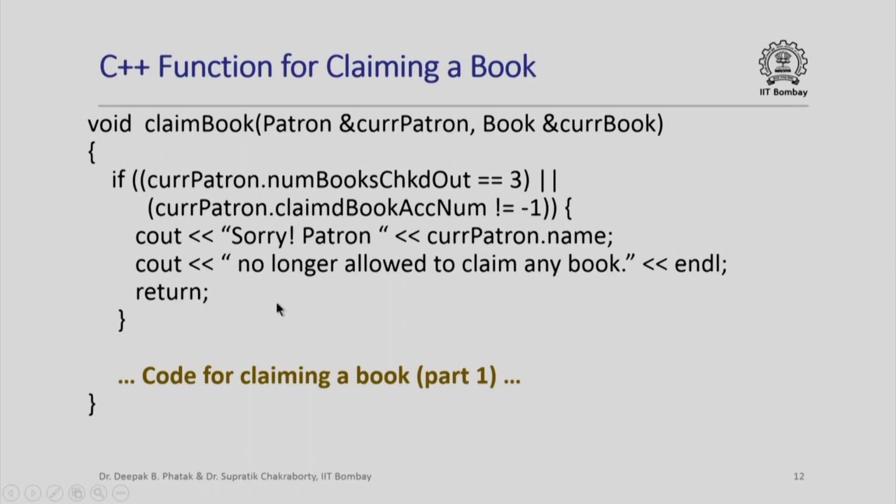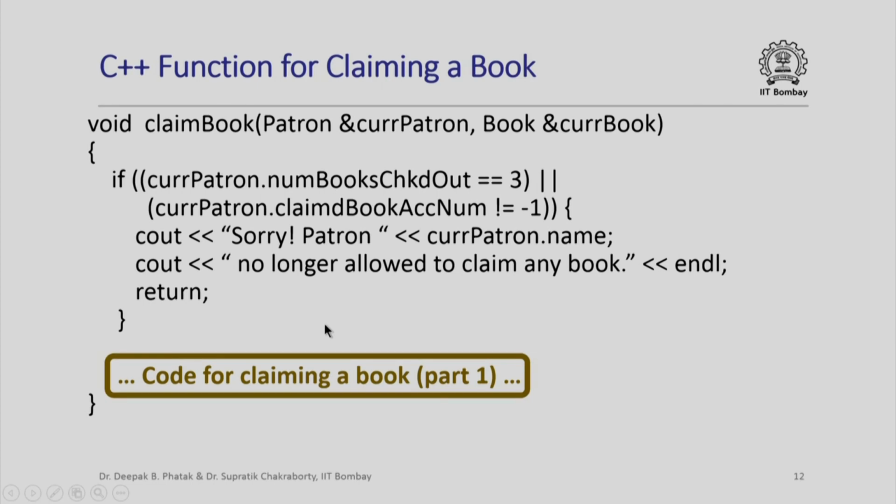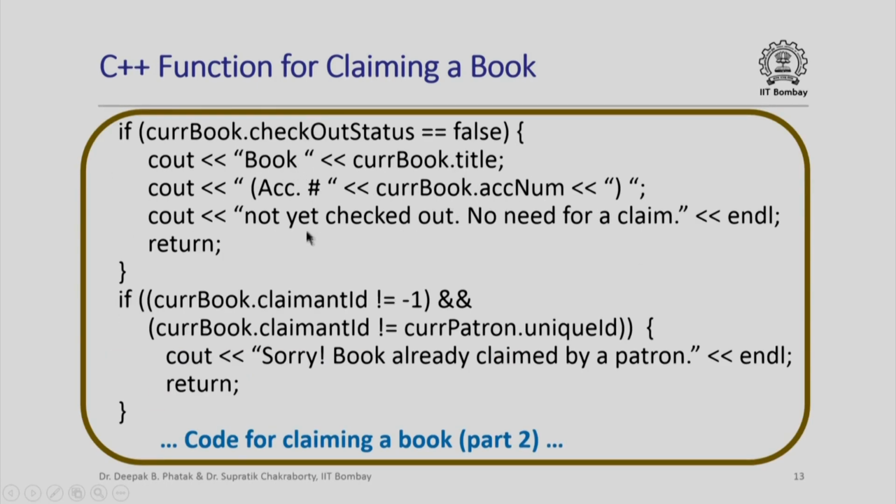If this check does not pass, basically if these conditions both evaluate to false, then what do we do? We basically go out and check if the current book is still available and has not been checked out by others. So, if the checkout status of current book is false, then we are going to simply tell current patron that this book has not yet been checked out, there is no need for a claim, current patron might as well go ahead and check out this book.